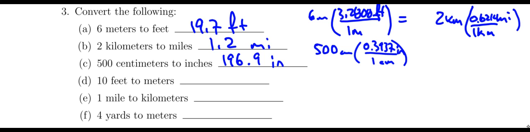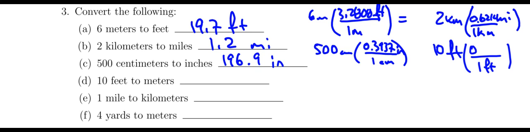10 feet to meters here. Whoops, sorry, the pen is... I need new batteries, I think. 10 feet. I want to get rid of the feet. I want to be left with meters here. So how many meters are there in 1 foot? Well, what have we got here? We've got 0.3048 meters in 1 foot. So 10 multiplied by 0.3048. And I'll get that there are roughly 3.0 meters in 10 feet. It's a little bit more than that, but again, I'm rounding to the nearest tenth.